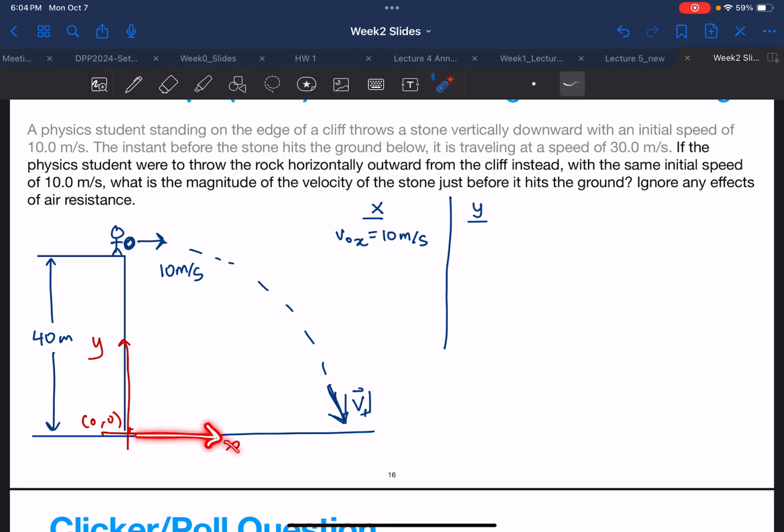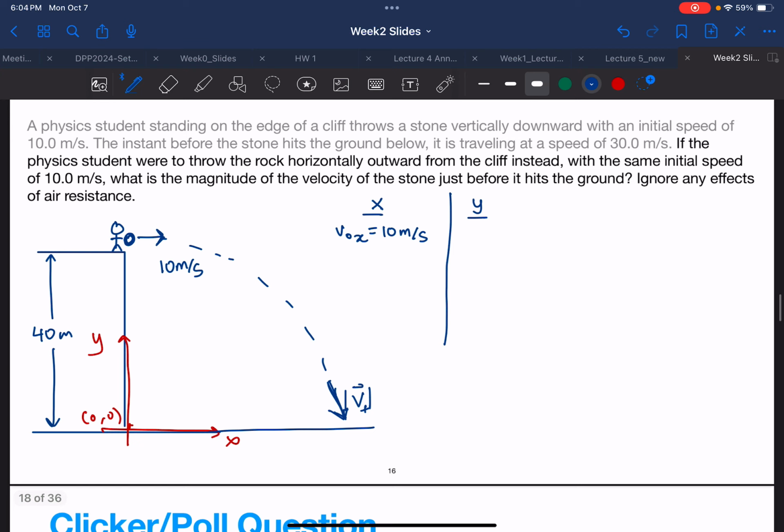And since that's our positive direction, that's positive 10. We know that for all problems of projectile motion, unless stated in the problem, we're going to ignore any acceleration due to drag or air resistance. So acceleration in the x direction is 0. If you know acceleration in the x direction is 0, you know that the velocity stays constant. So v final x is also 10 meters per second. So really, our x component is pretty much already done and solved.